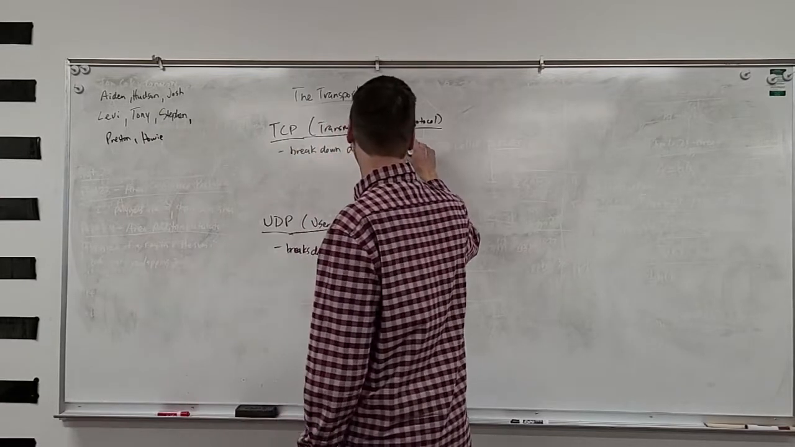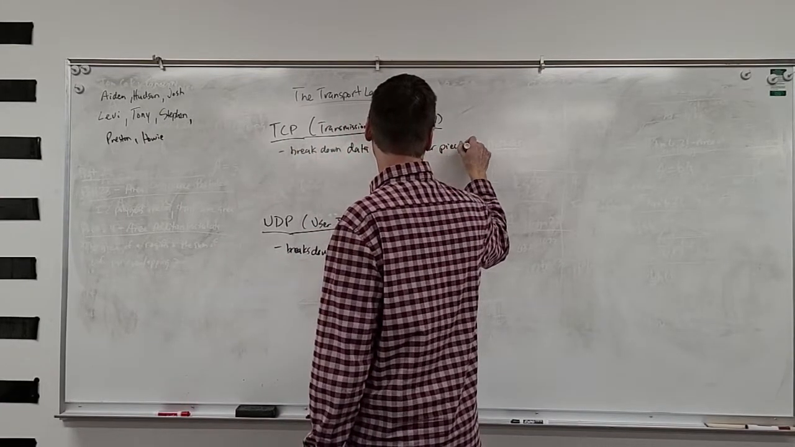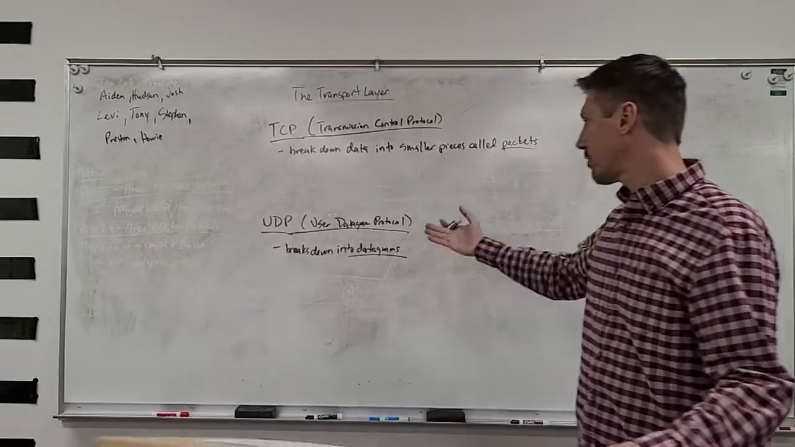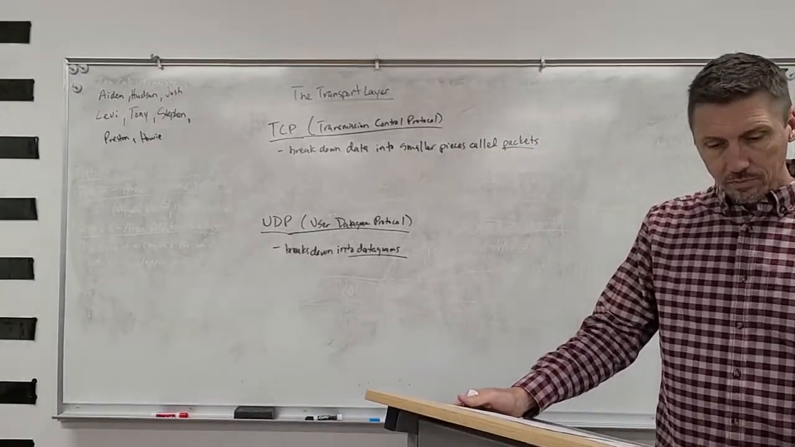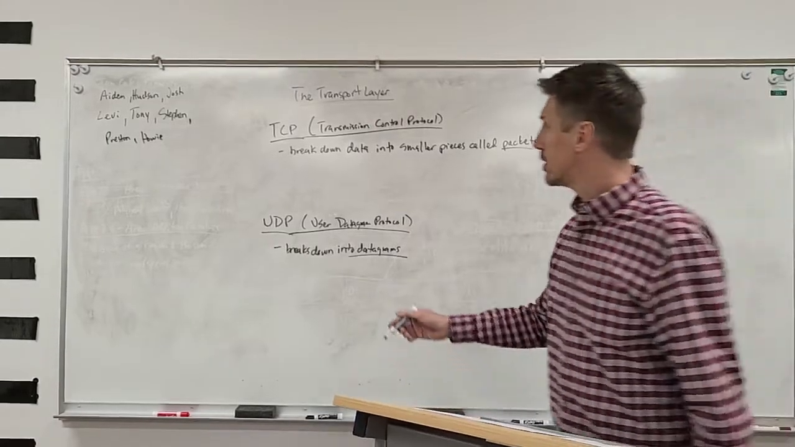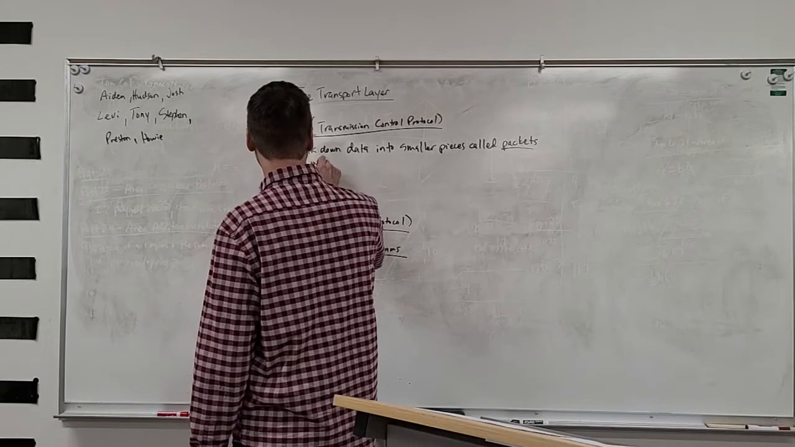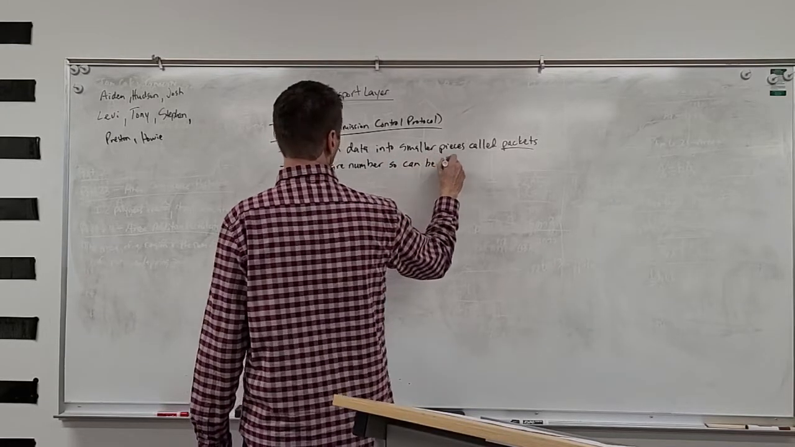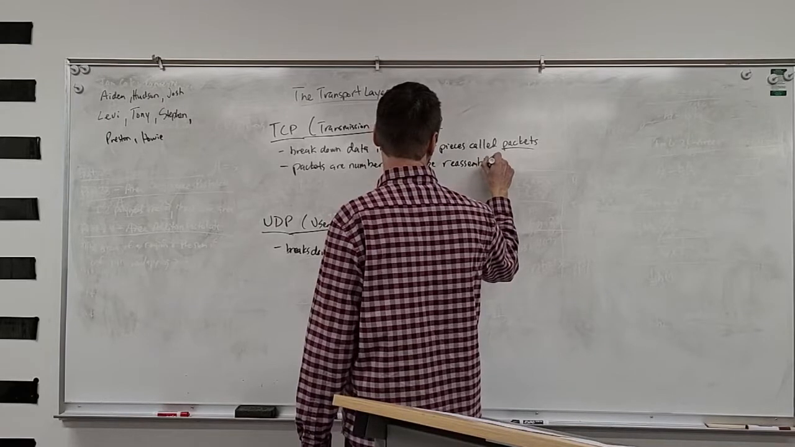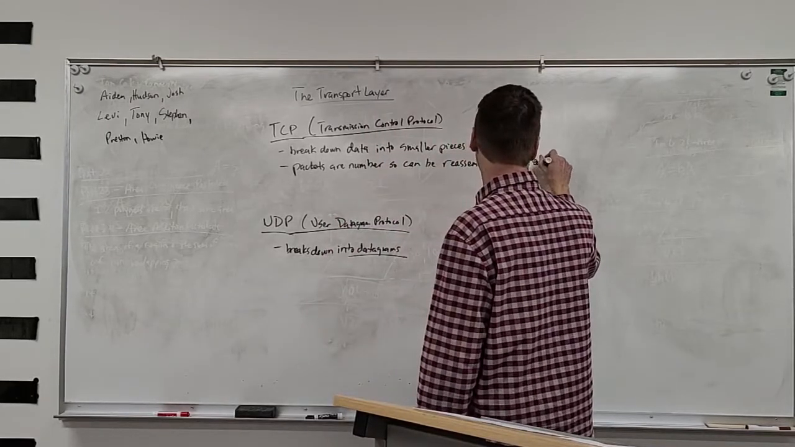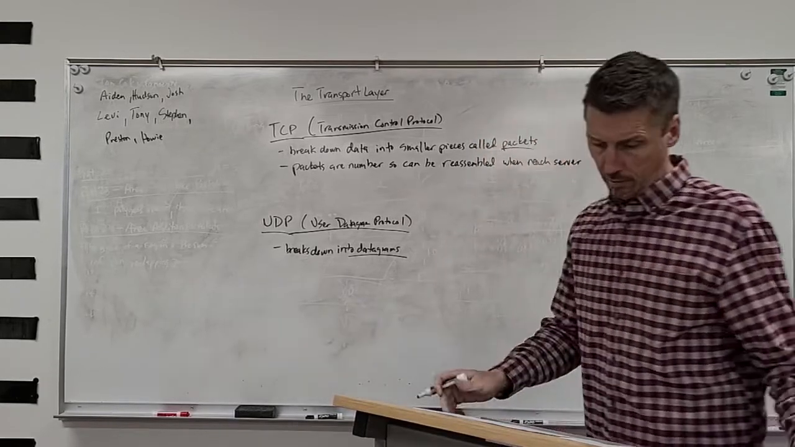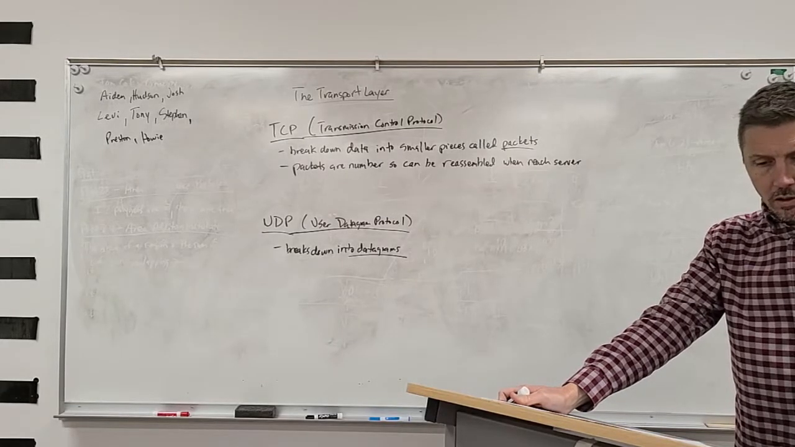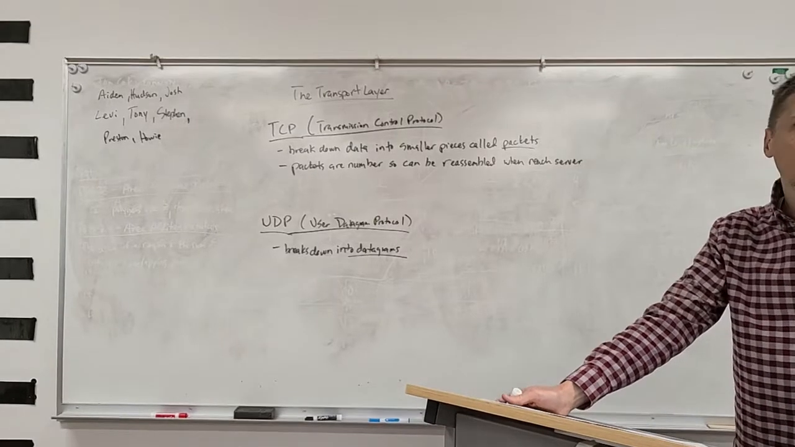Break down data into smaller pieces called packets. That's what that was supposed to say. Whereas UDP refers to those as datagrams. All right, so that's one difference. Another difference is that TCP numbers the packets, so packets are numbered so they can be reassembled when they reach the server. That way we know we're putting the packets back together in the correct order.